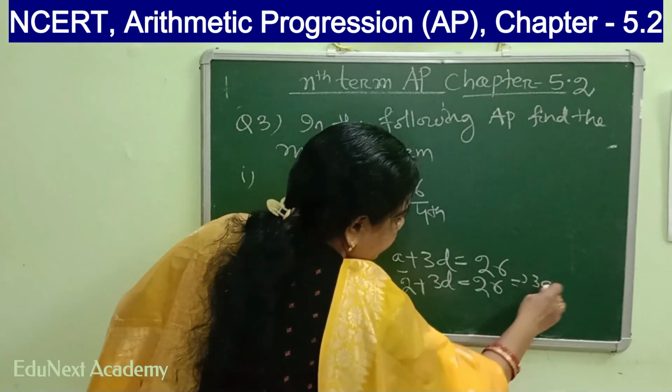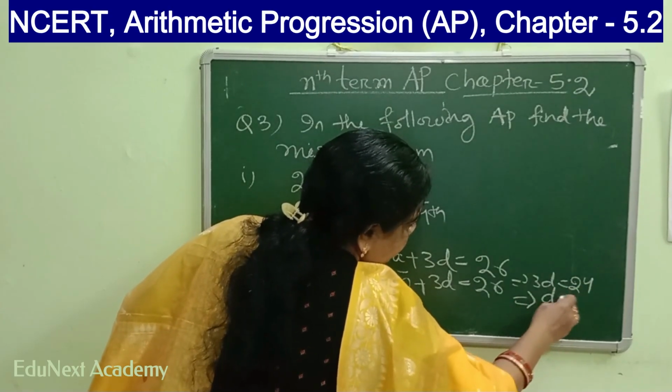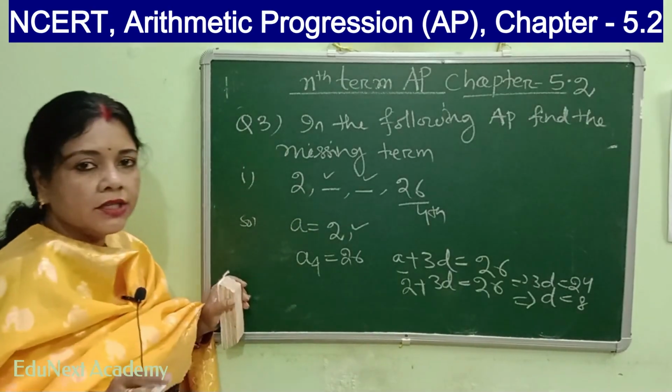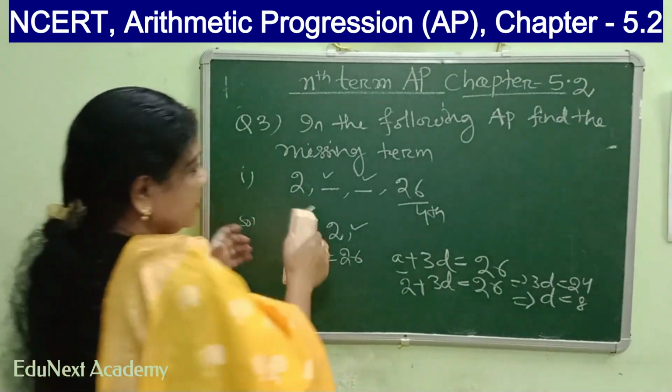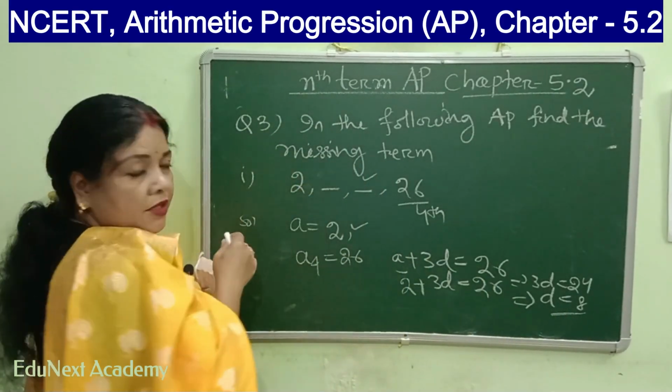That means 3D is equal to 24. This implies D is equal to 8. Now I got the common difference is 8. Now if the common difference is 8, then after 2, what will be the term that comes?